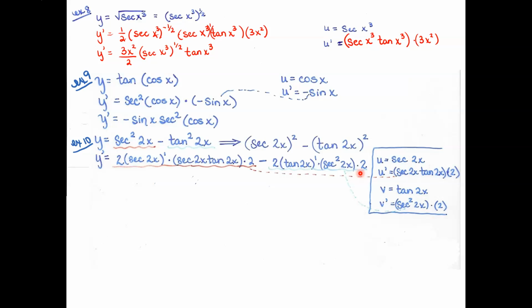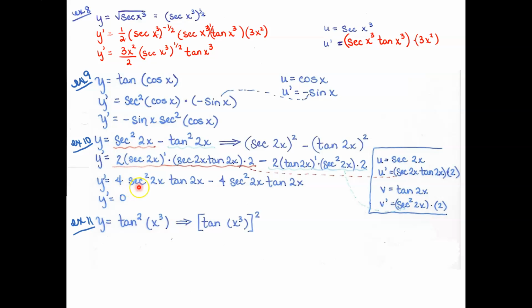Just doing a little bit of cleaning up, 2 times 2 is 4, and then secant 2x times secant 2x would be secant squared 2x times the tangent 2x. Then over here, 2 times 2 is 4, and we had a secant squared and a tangent to the first. Now, if you'll notice, those are identical: 4 secant squared 2x tangent 2x minus 4 secant squared 2x tangent 2x. So I literally am going to end up with 0. All right, look at another one.